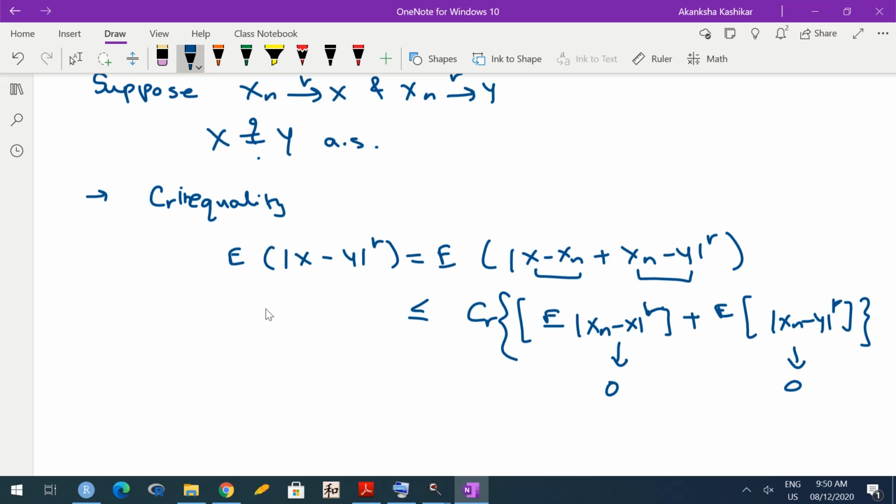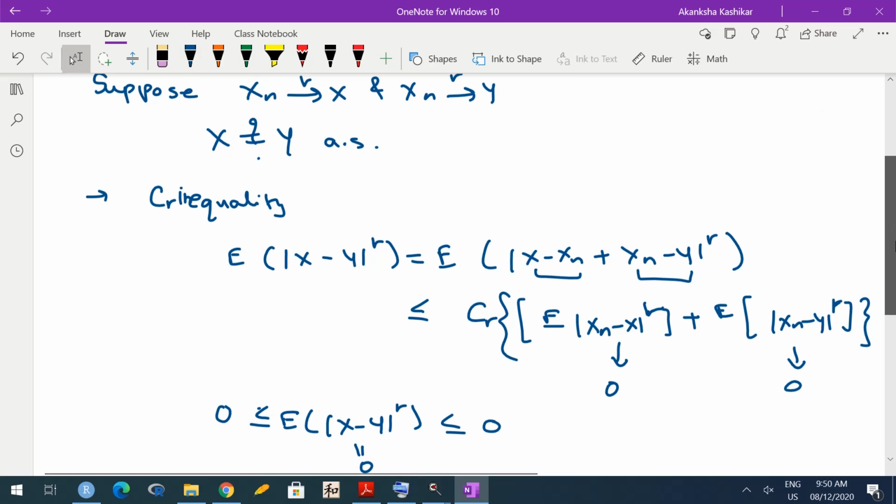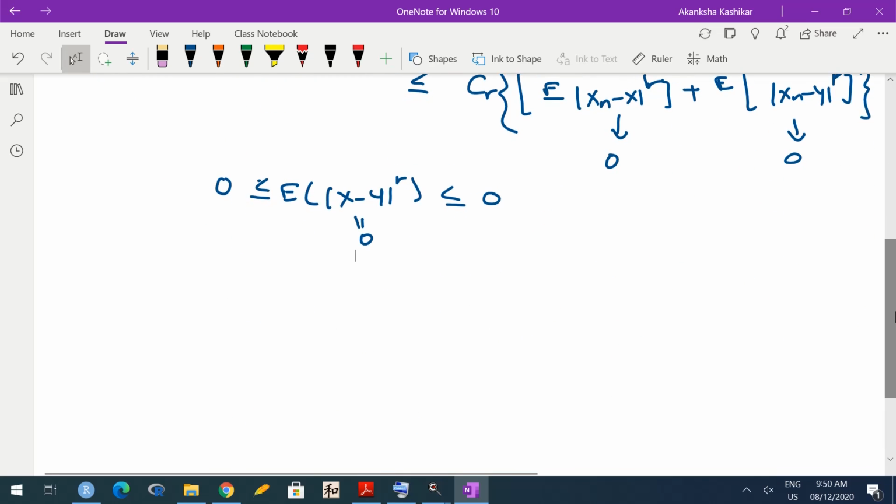Hence we have 0 less than or equal to E|X - Y|^r less than or equal to 0, because expectation of a modulus cannot be negative, and hence this must be 0. Now, can this be used to conclude that X is equal to Y? Let us try to see.